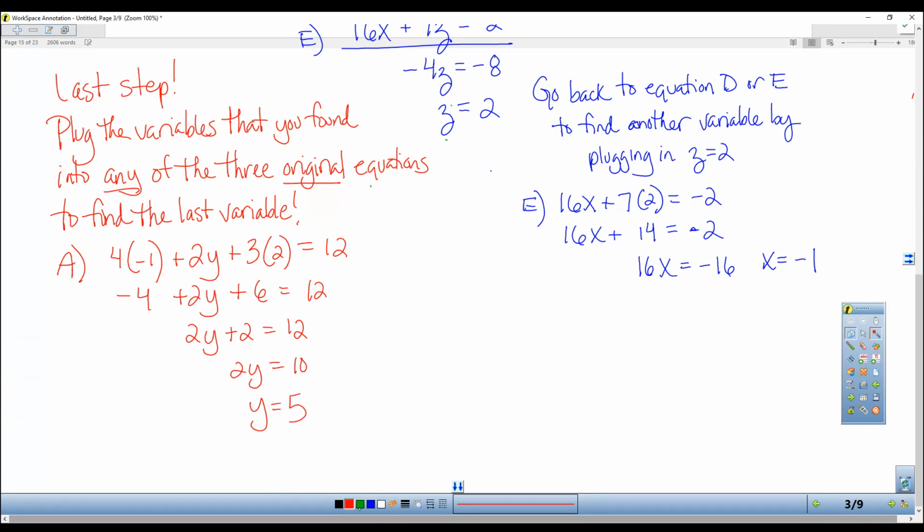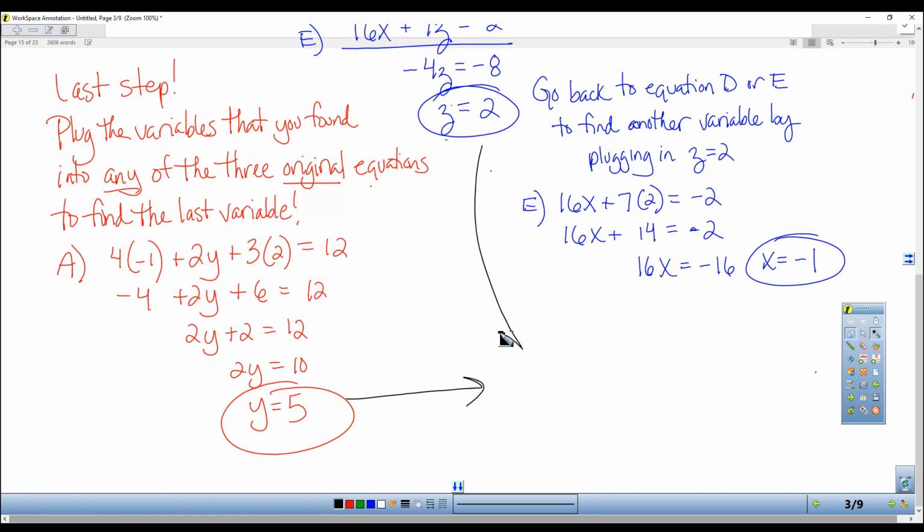So now I'm going to take those answers. Y is 5, and z is 2, and x is -1. And I'm going to bring them all together. If you stop there, you're still not done. Ordered triple is always x, then y, then z. So x, then y, then z.